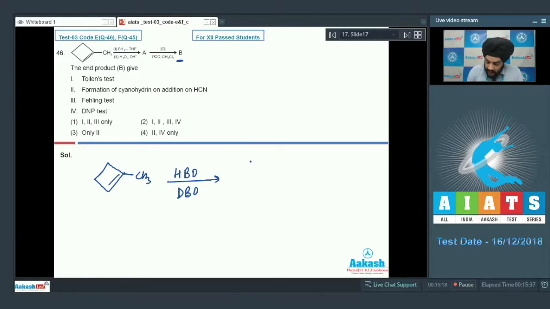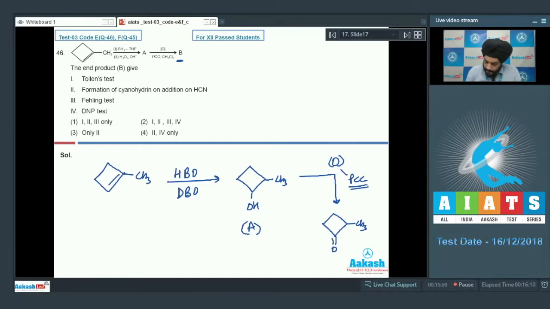So it is going to lead to the anti-Markovnikov addition of H and OH without the rearrangement of carbocation. So we are going to have an OH added at the cyclic carbon of the double bond. So this is our product A. Now this product A is subjected to oxidation using PCC. So the PCC will convert this alcohol into a ketone. So this is our product B.